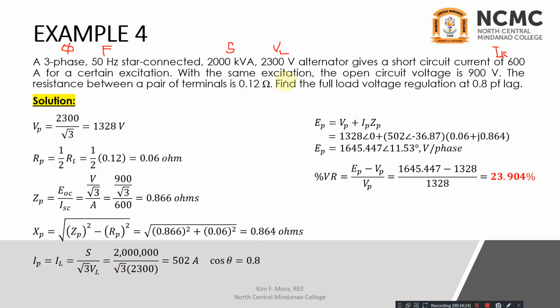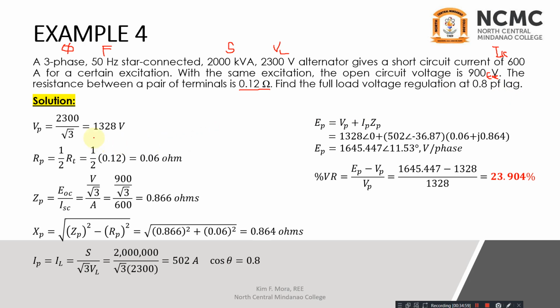So with the same excitation, the open circuit voltage, this is our EOC. The resistance between a pair of terminals is 0.2 ohms. Then we are asked to find the full load voltage regulation at 0.8 power factor lagging. So how do we solve that?